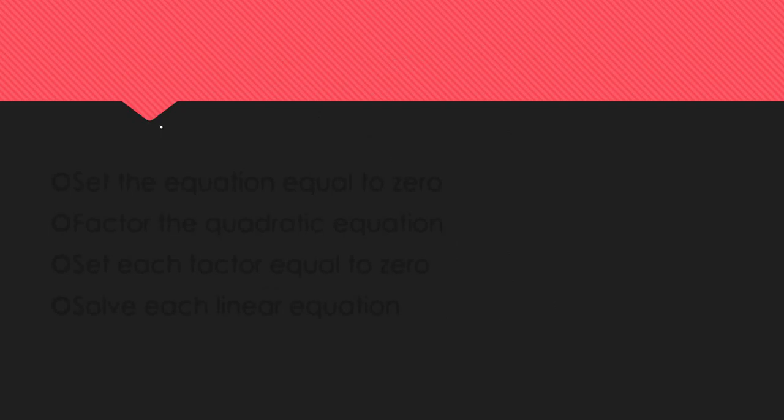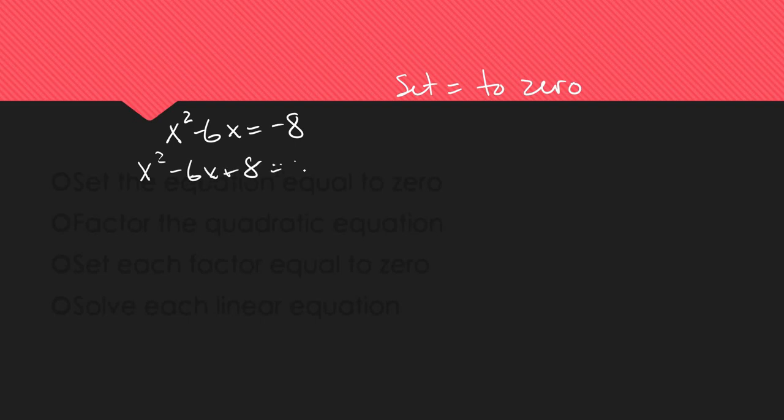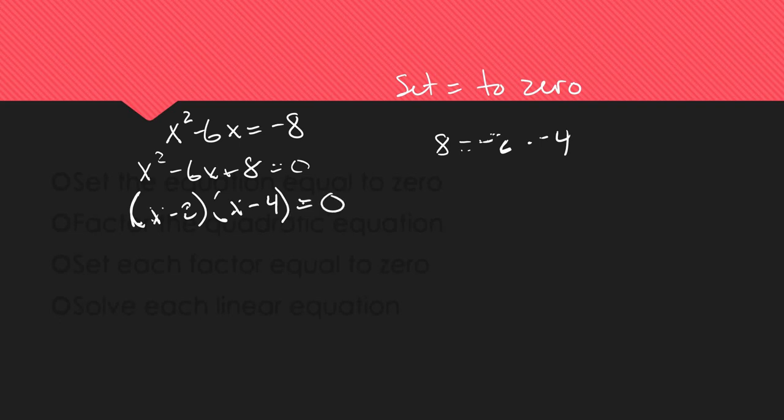Okay, so let's have x squared minus 6x equals -8. To solve this, I am always going to set it equal to 0. So I'm going to add 8 to both sides. Now I'm going to factor the left. Factors of 8 that add up to -6. I'm going to use -2 and -4. So my factors are x minus 2 times x minus 4, and those equal 0.